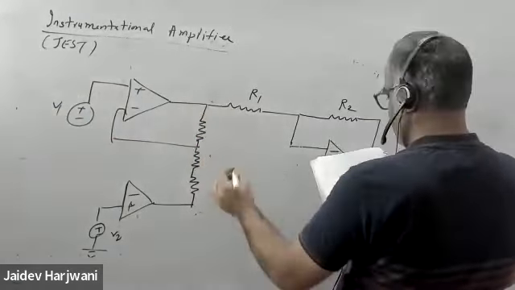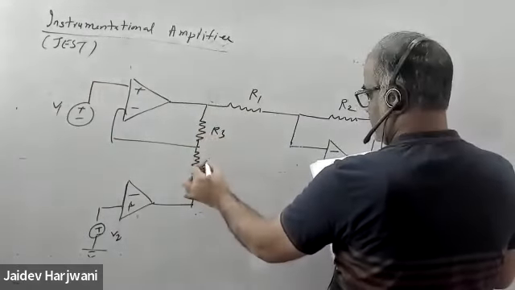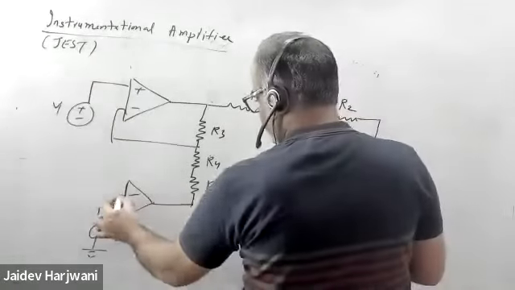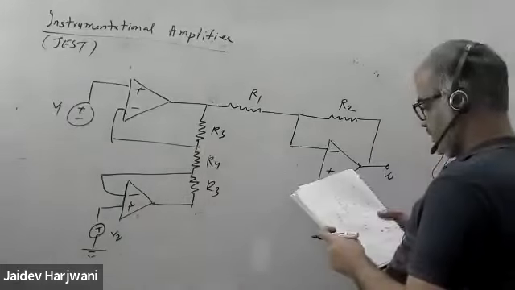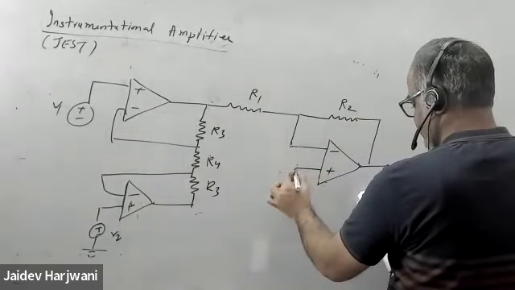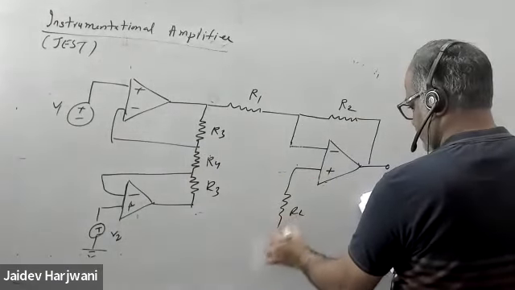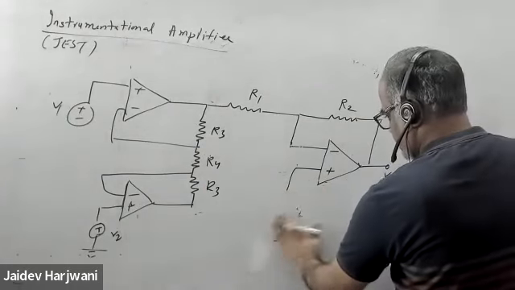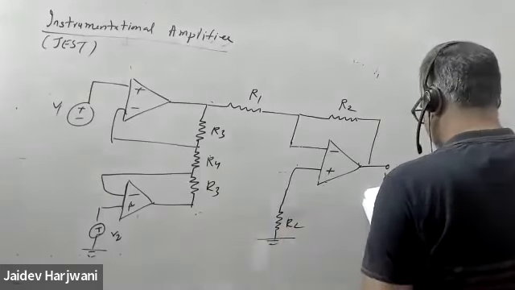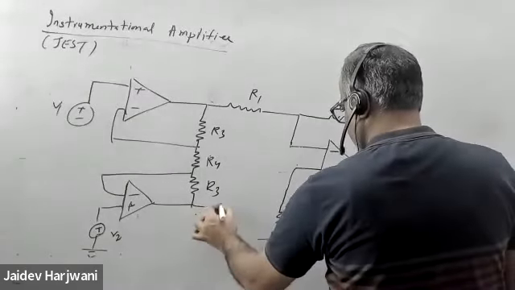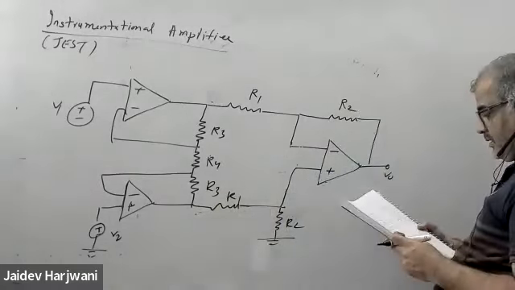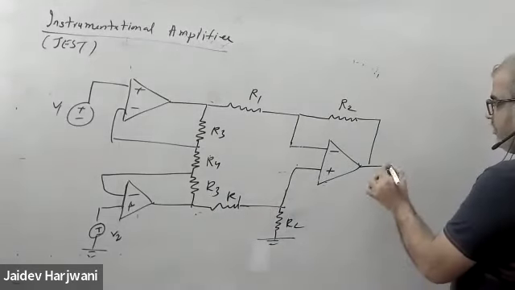This is R3. This is your R4, and this is your R3, and this voltage they are giving here. Okay, and again here also one resistance is there, R2, and they are putting one resistance here, R1. Okay, now they are saying find the value of V0.